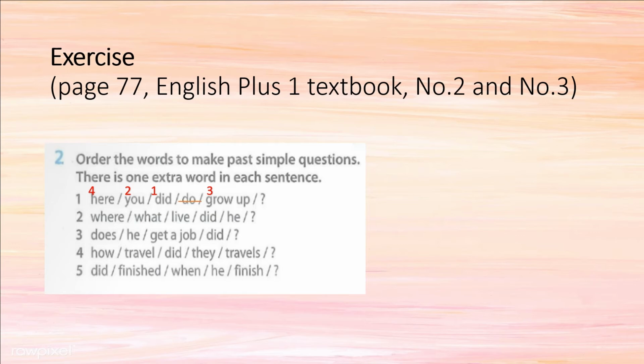So the extra word that is not needed for this sentence is do. So we don't have to use do. Now the correct sentence should be like this. Did you grow up here? Now you can try to do on your own for number 2, 3, 4, and 5.